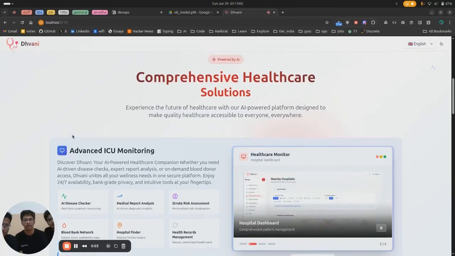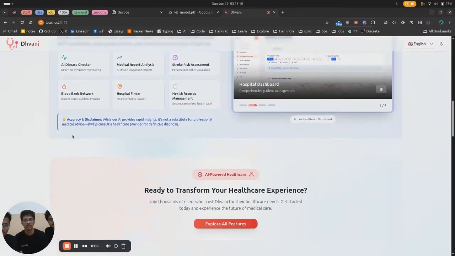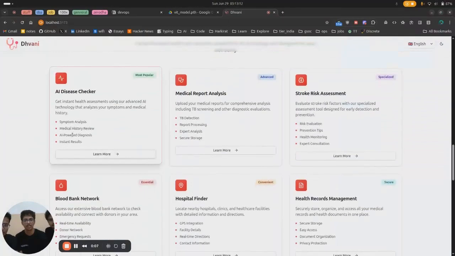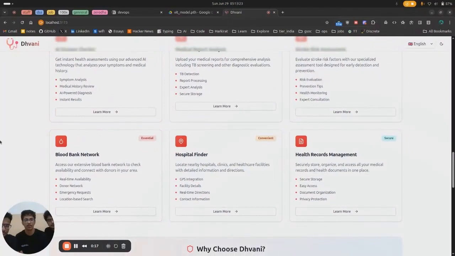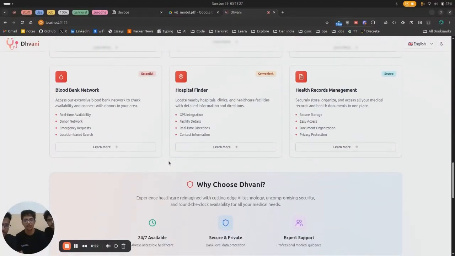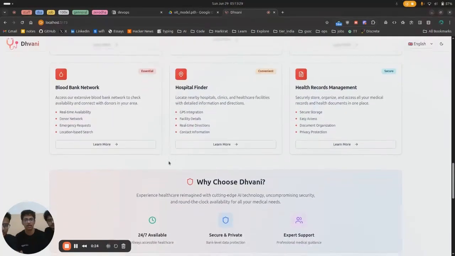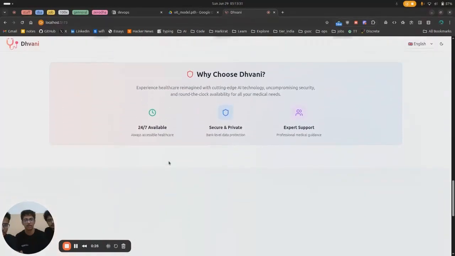Our application consists of various sub microservices, which include things such as an AI disease checker, medical report analysis, a stroke risk assessment, a blood bank management system, a hospital finder, and a health record management system that is centralized so as to make sure that there is a central record for all data.